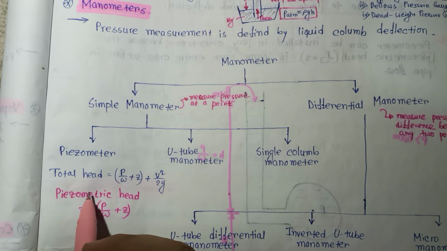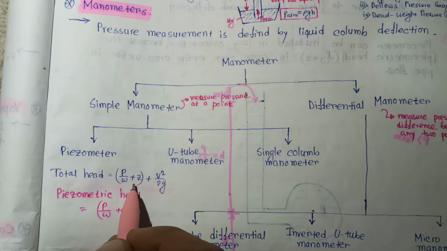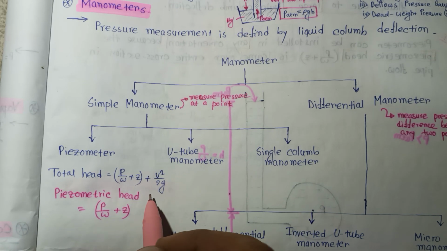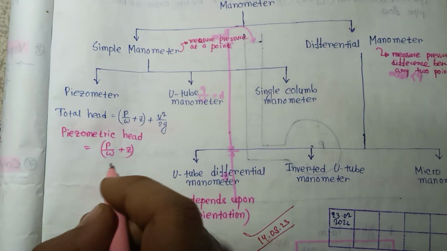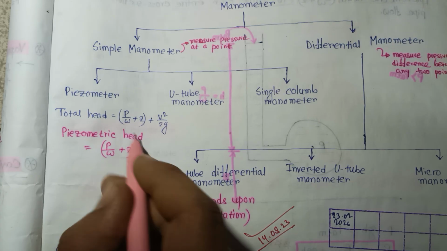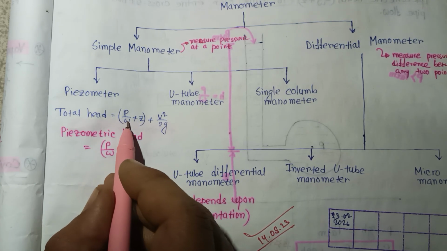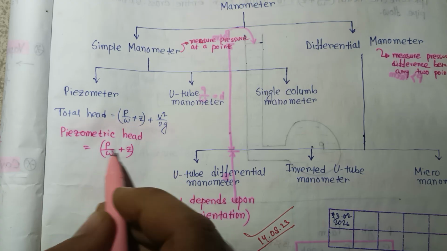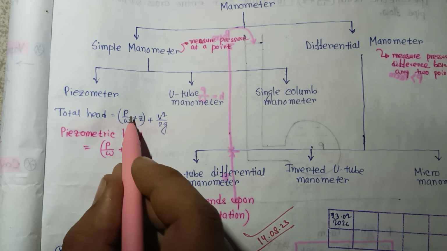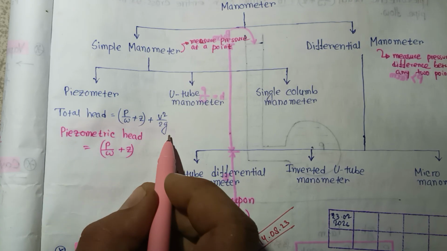For the piezometer, the total head is P by rho g plus Z plus V square by 2g, and the piezometric head is P by rho g plus Z. So this is known as the piezometric head. The piezometric head is P by omega, that is rho g, plus Z, and the total head is P by omega plus Z plus V square by 2g.